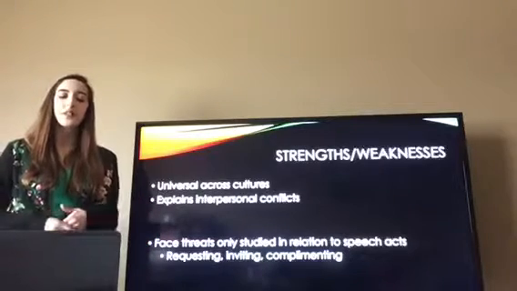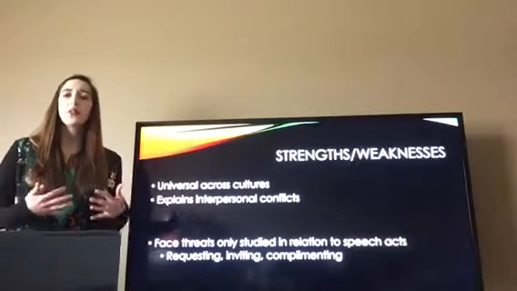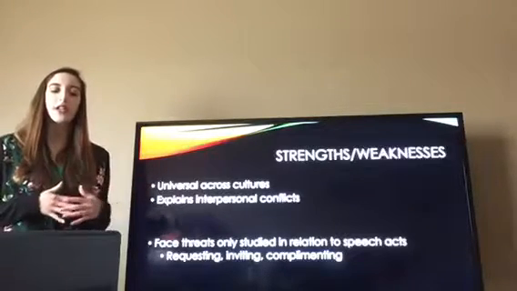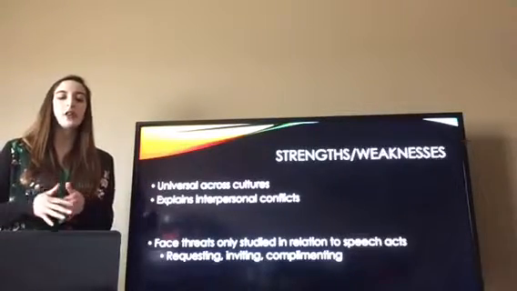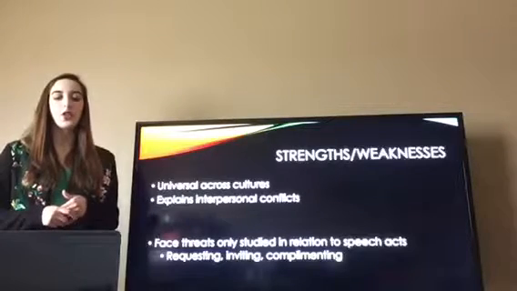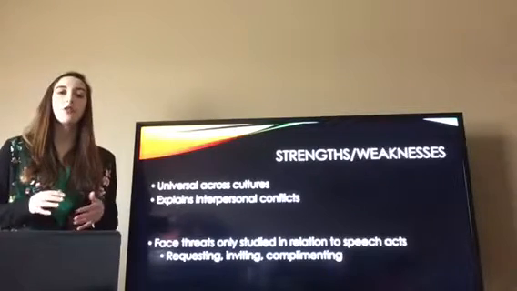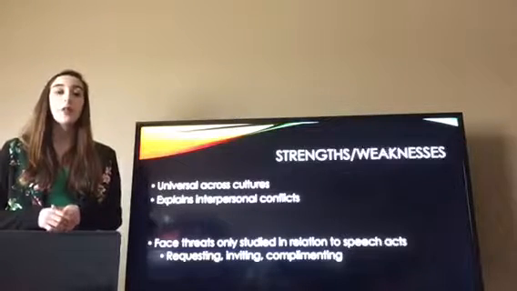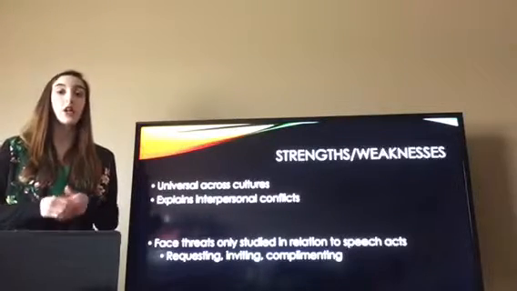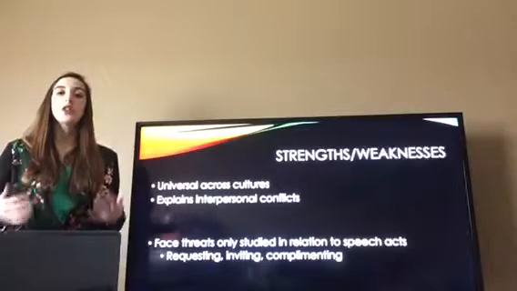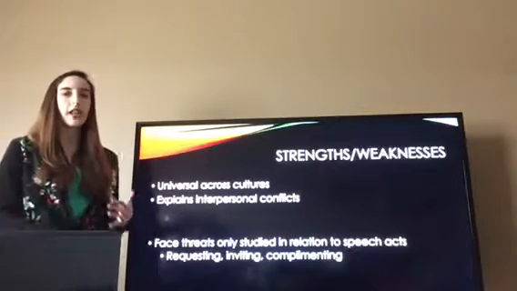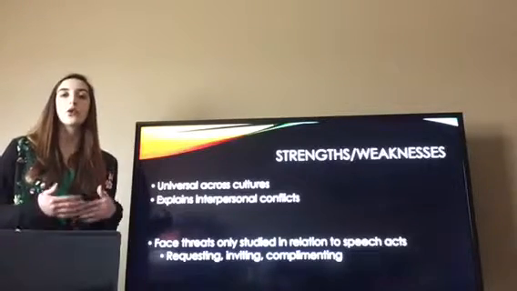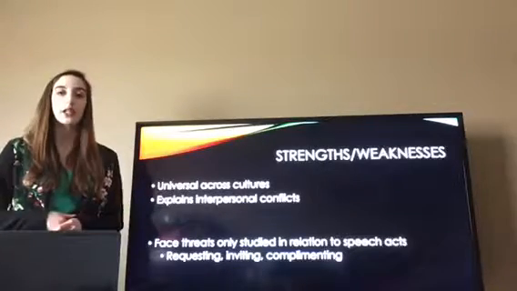However, one of the greatest weaknesses of the face management theory is the fact that face threats are only studied in relation to certain speech acts of requesting, inviting, or complimenting. However, there may be other speech acts cross-culturally that could determine a face threat, but these have not yet been studied, so we cannot create mitigation techniques for what we do not know currently exists.